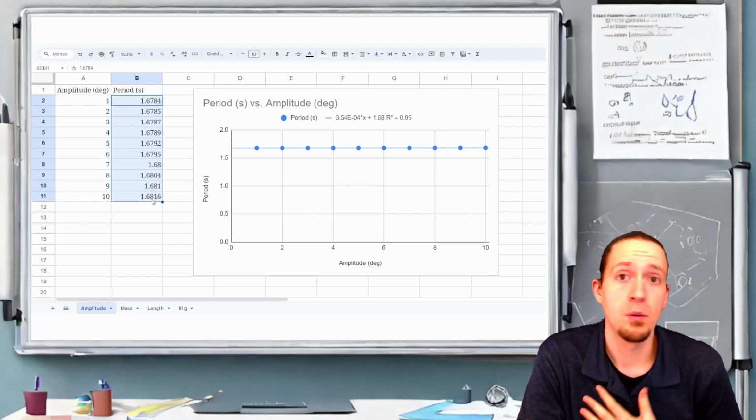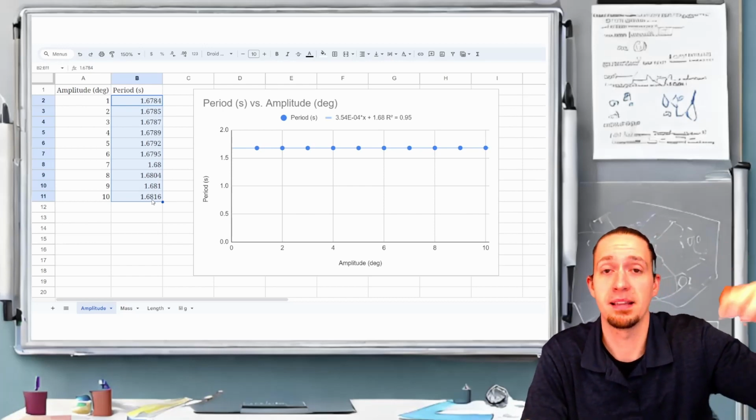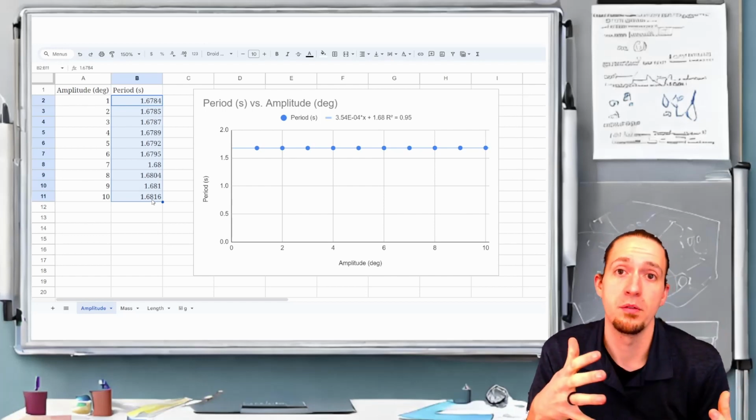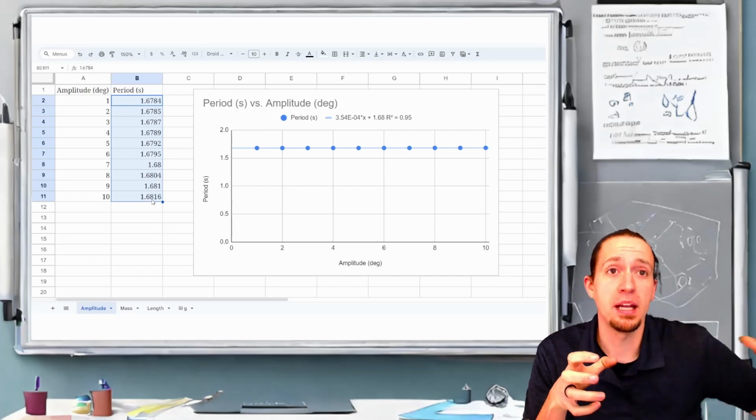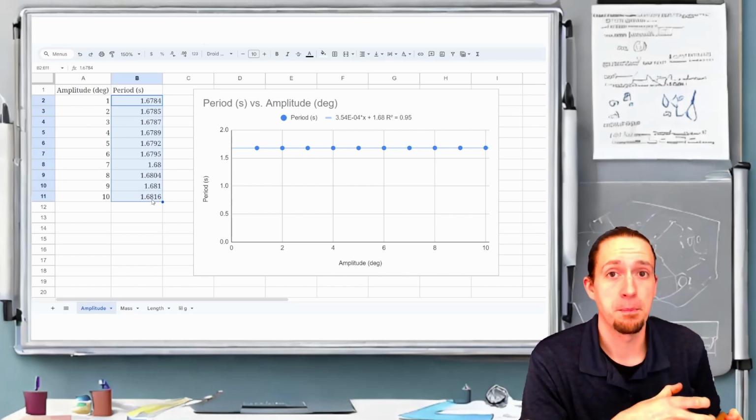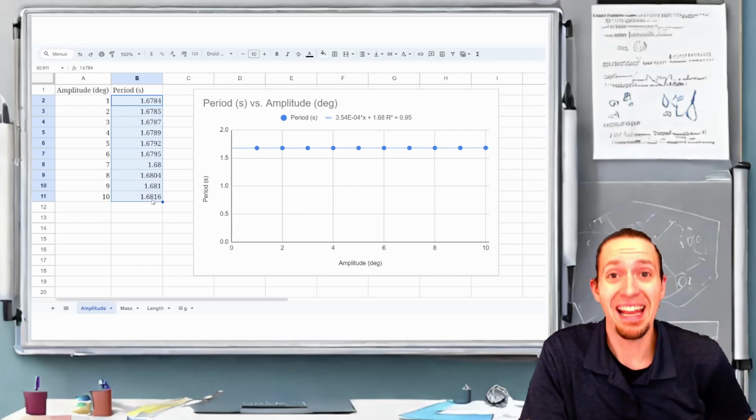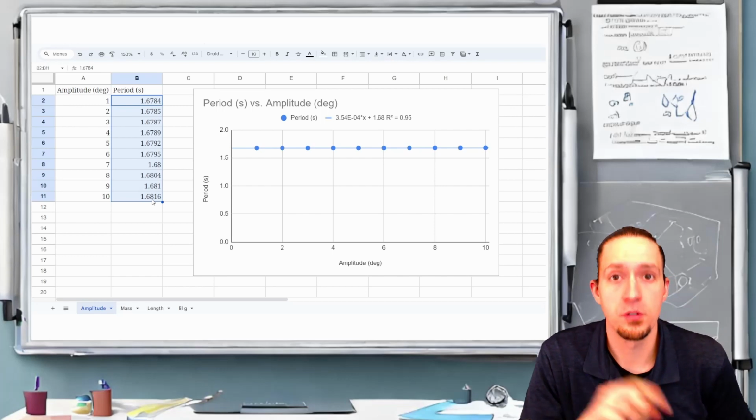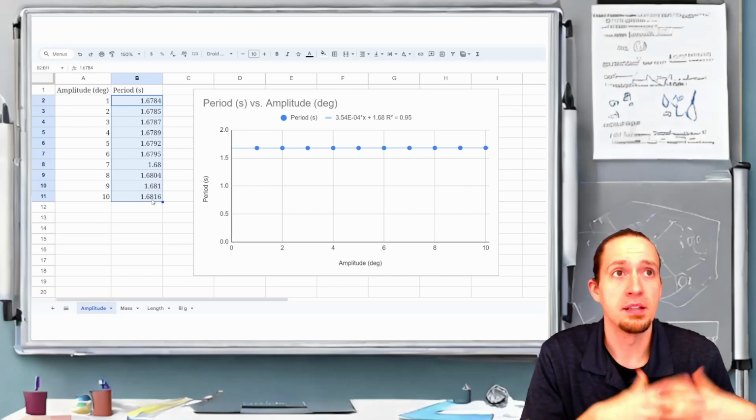What we'll say for us is looking at this data, a flat graph indicates that there is no relationship between the two variables. Another way to say that for this specifically is as the amplitude increases, we do not see any change in the period. Now, we'll have to put a little asterisk on that because that is in fact true for small angles. So as long as we stay within a small angle, then it does not change.